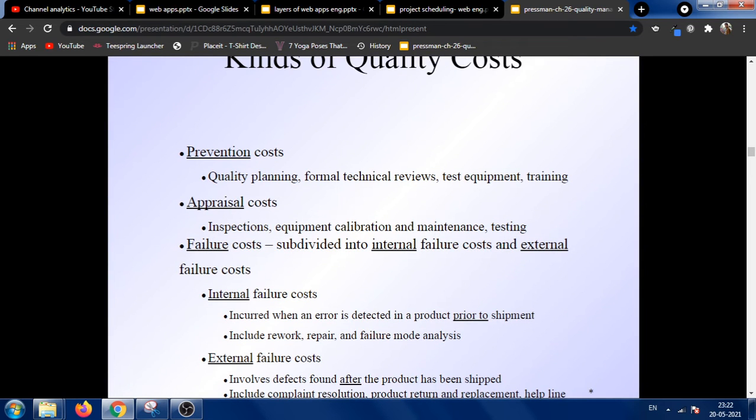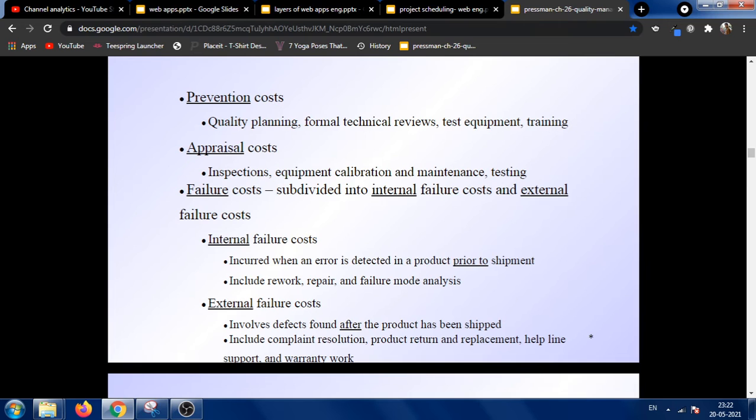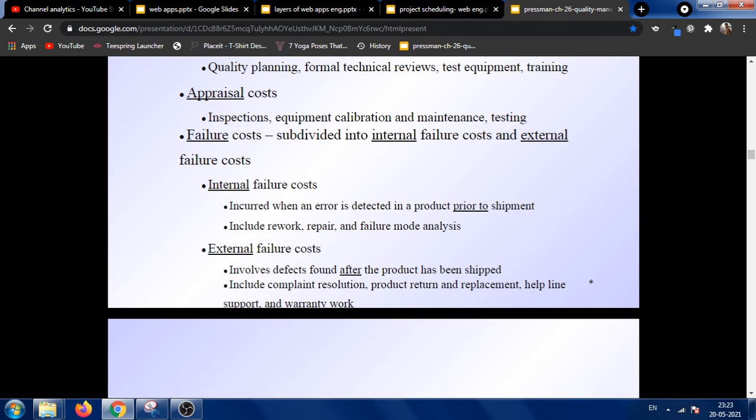prevention cost. What is this prevention cost? It is quality planning, formal technical reviews, test equipment and training. So these all come under the prevention cost. When we plan properly for quality, if the cost seems to be more than what is expected, these are the parameters on which preventive measures can be taken: quality planning, formal technical reviews, as well as test equipment and the training cost. Appraisal cost is concerned with the inspections.